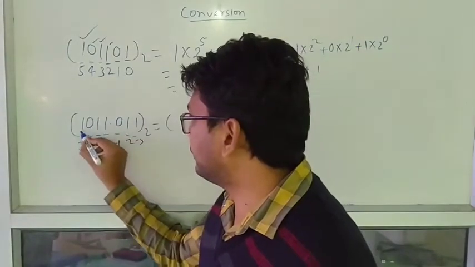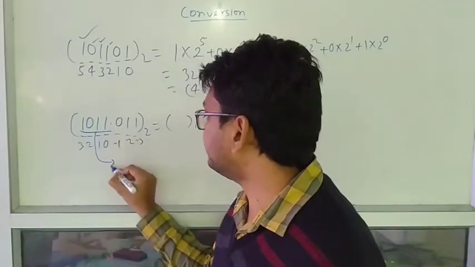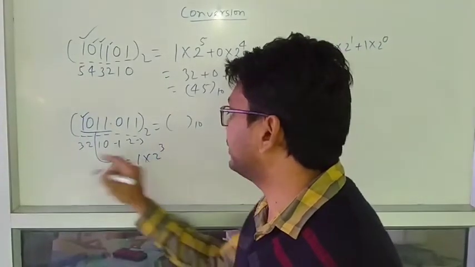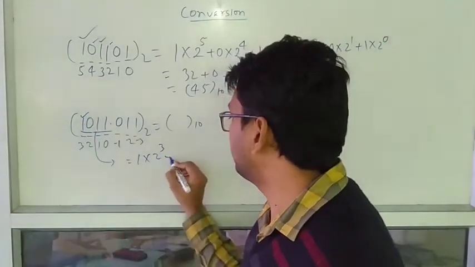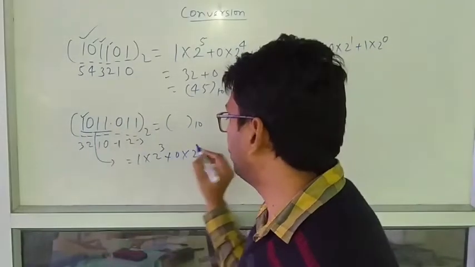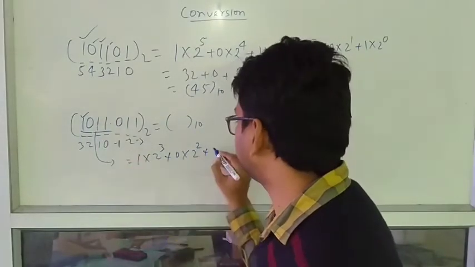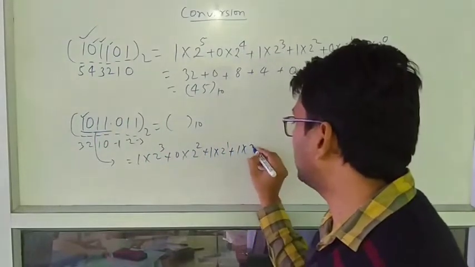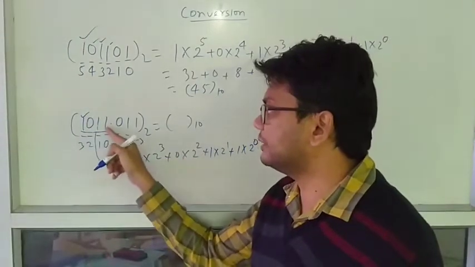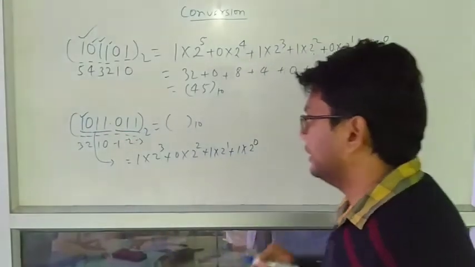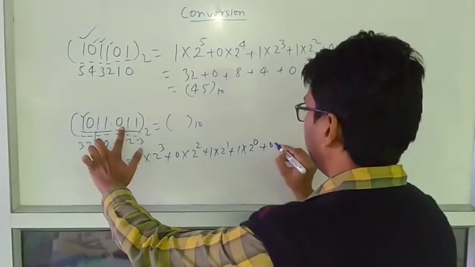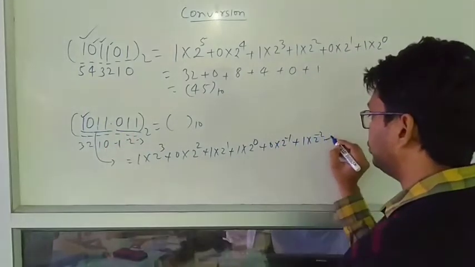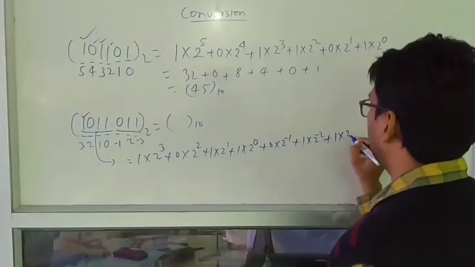Then for this one we can calculate 1 multiplied by 2 to the power 3, plus 0 into 2 to the power 2, then 1 into 2 to the power 1, then plus 1 into 2 to the power 0. This is for the integer part. And when we talk about the fraction part, we can write 0 into 2 to the power -1 plus 1 into 2 to the power -2 plus 1 into 2 to the power -3.